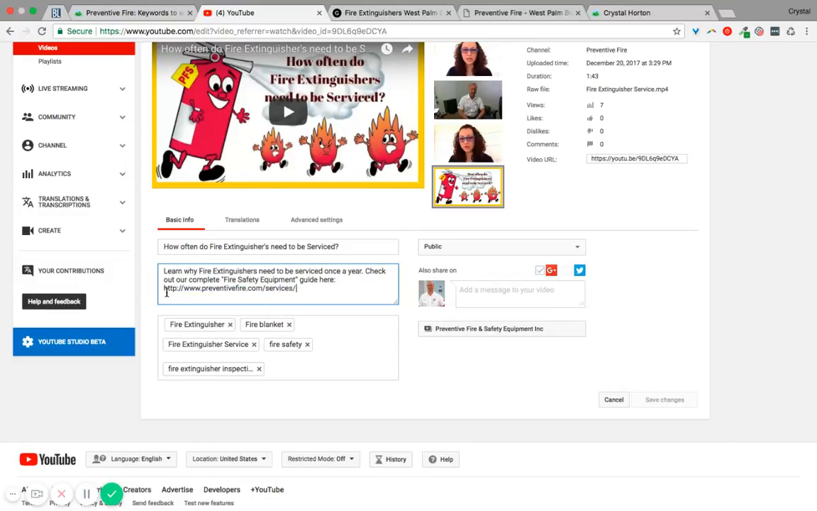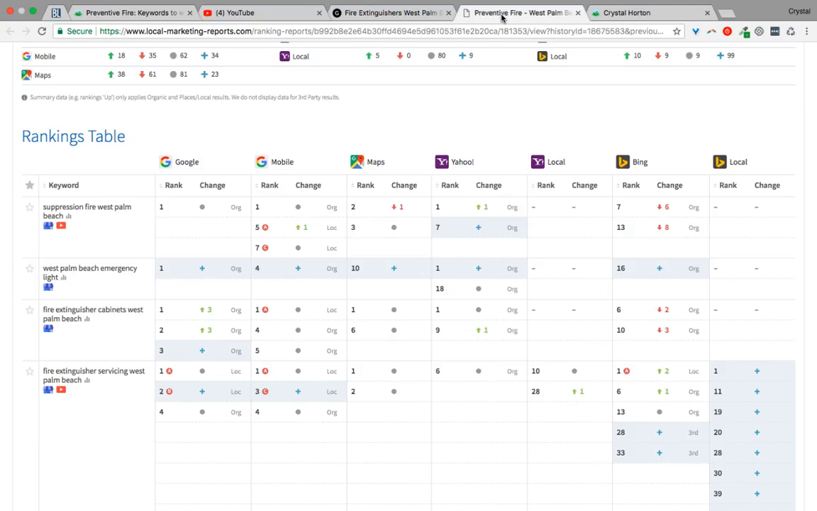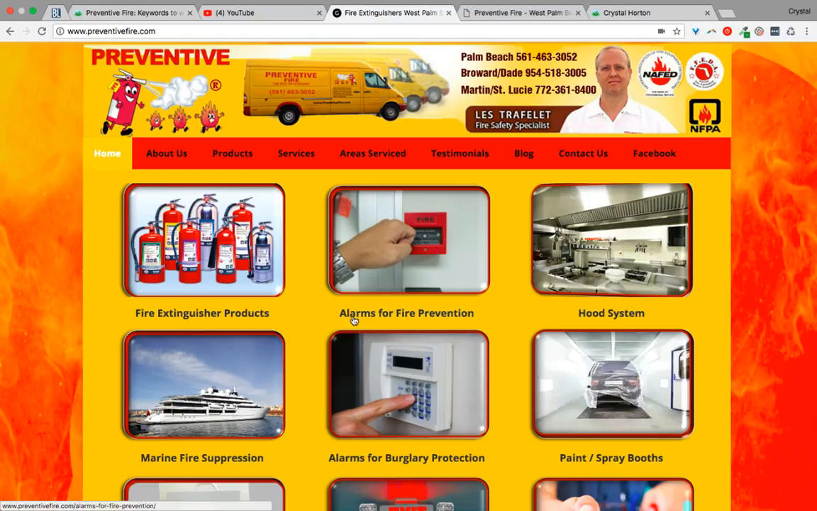always link back to a key blog, a key service, something or anything that is in relation to that keyword on Preventive Fire's website.